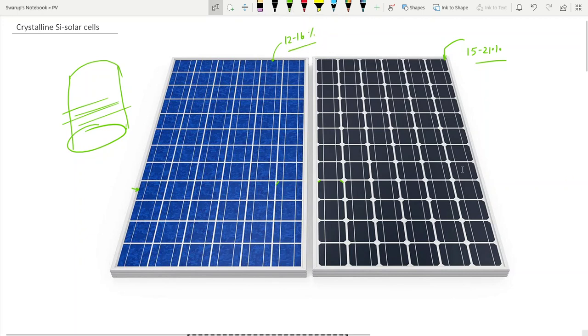So obviously, this crystalline one gives better efficiency, and cost-wise this is a little costlier, roughly 20% costlier, this single crystalline panel. Okay, now coming much deeper inside, how we are making this solar cell, right?